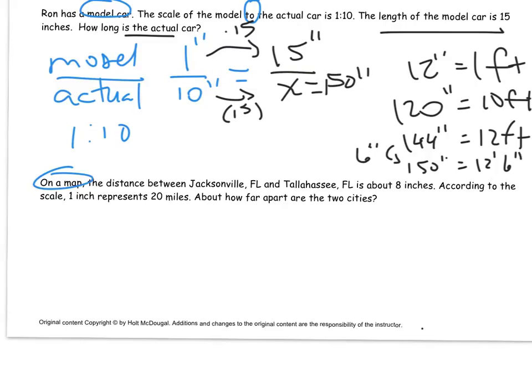Now, using the same word ratio, I want you to try the same thing with the map down here. All right? So you're going to do the distance between Jacksonville, Florida and Tallahassee is about 8 inches. Now, according to the scale, it's 1 inch represents 20 miles. So 1 to 20. So 1 inch to 20 miles. Let's see if you can do it yourself.